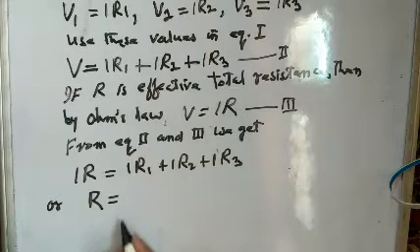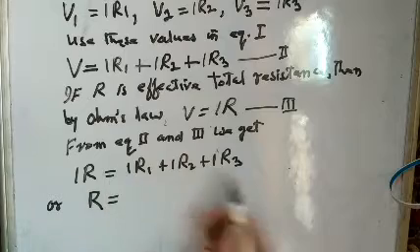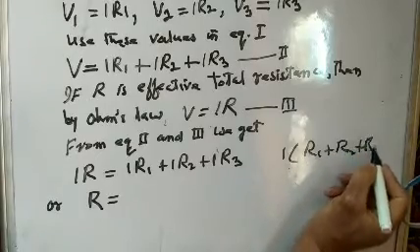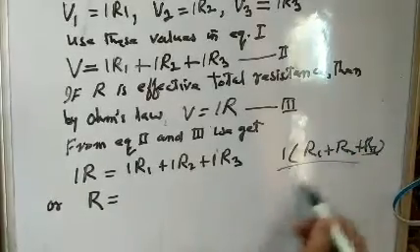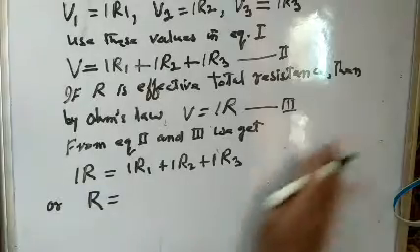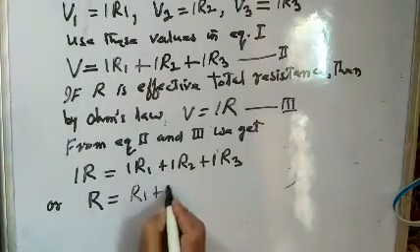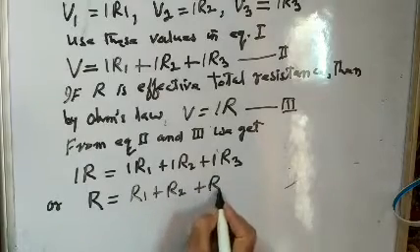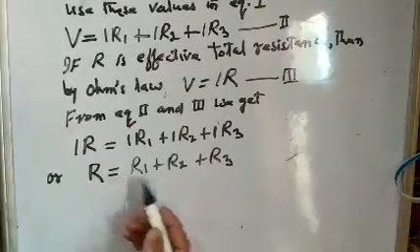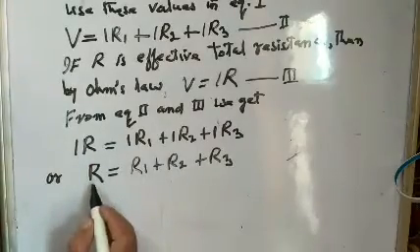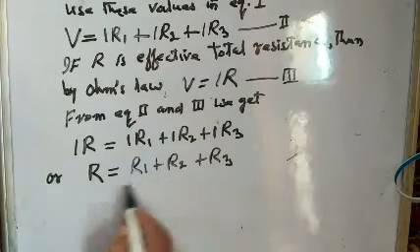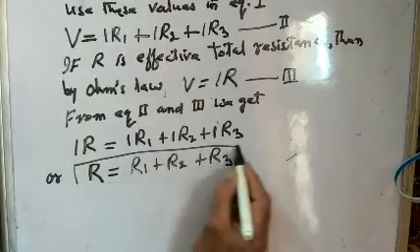R is equal to, if we take I out, what remains inside is I into R1 plus R2 plus R3. Then if we divide both sides by I, the I and I cancel, and we get R is equal to R1 plus R2 plus R3. Here we have supposed R is the total effective resistance. So in case of series, total effective resistance is equal to the sum of the individual resistances connected in series. This is the required equation.